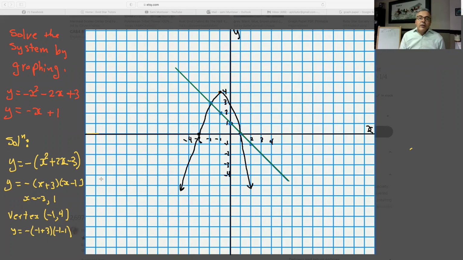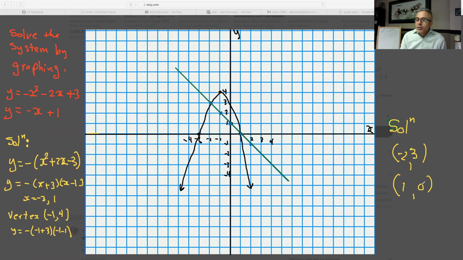So therefore, I'm just going to write the solution on the other side. And the solution is basically where they meet. So they meet at 2 points. The first one, they meet at -2 and 3. So that's the first solution. And the other solution, they meet at 1 and 0.